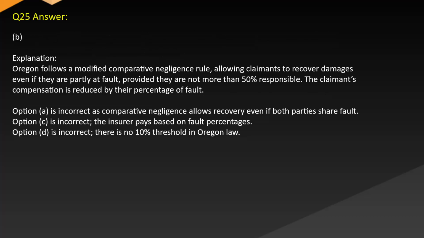Answer B. Explanation. Oregon follows a modified comparative negligence rule, allowing claimants to recover damages even if they are partly at fault, provided they are not more than 50% responsible. The claimant's compensation is reduced by their percentage of fault. Option A is incorrect as comparative negligence allows recovery even if both parties share fault. Option C is incorrect. The insurer pays based on fault percentages. Option D is incorrect. There is no 10% threshold in Oregon law.